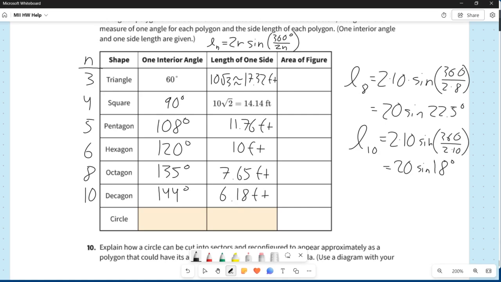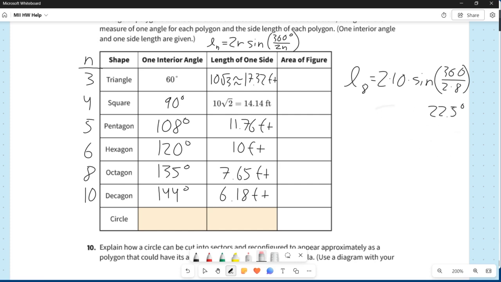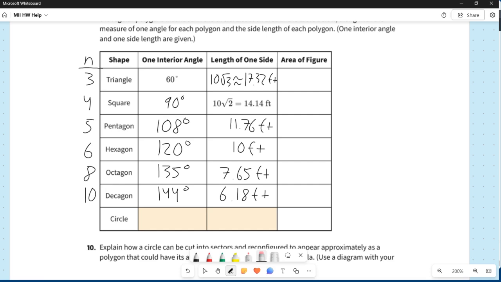6.18 feet. All right. Before we move on to area, I forgot to mention this with the interior angle. Just notice that with all of our shapes, as our number of sides was increasing, our interior angle also increased: 60, 90, 108, 120, 135, 144. And maybe it's approaching something. Maybe if we did a 100-sided figure, what would that be? If we had 1,000 sides, if we had 1,000,000 sides, what would that approach? So a good question to think about.